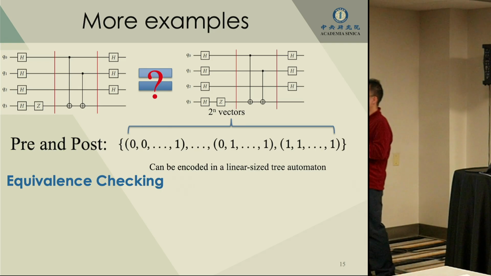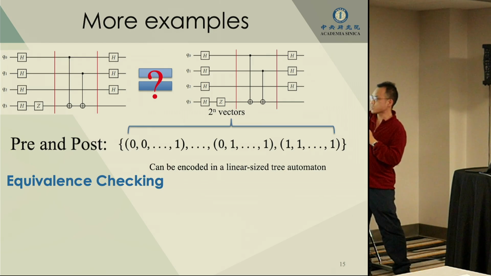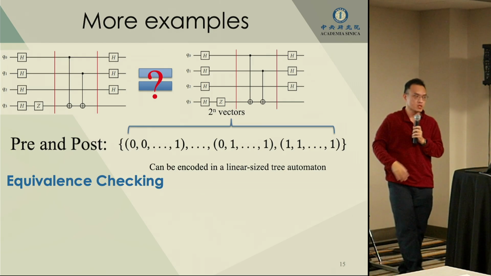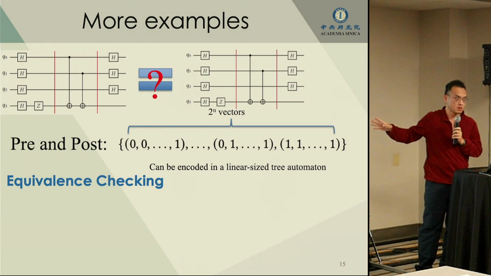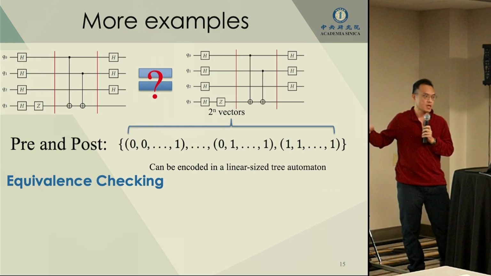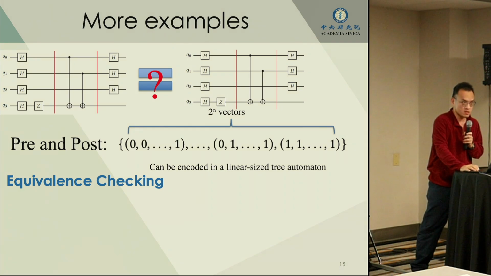And we have some specific set of vectors that we use for checking identity, because this can be encoded in a linear-sized tree automata. So we have 2 to the power of n vectors, but the corresponding tree automata size is only linear. I'll show you a simplified version of this.